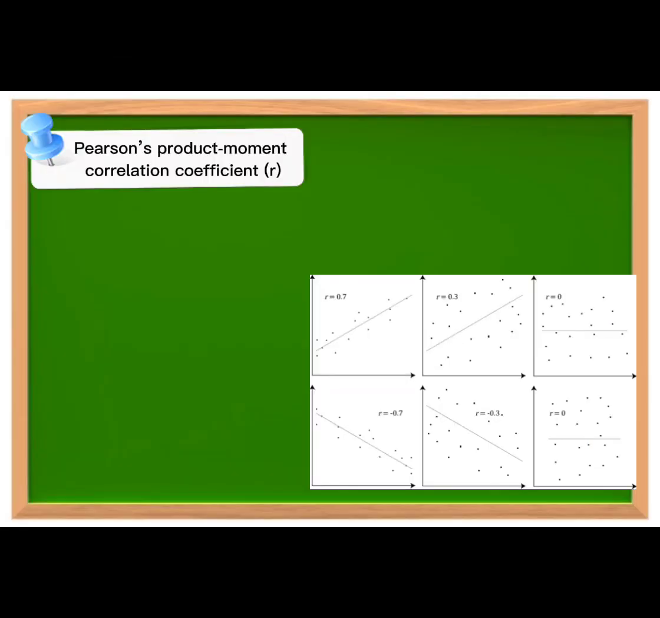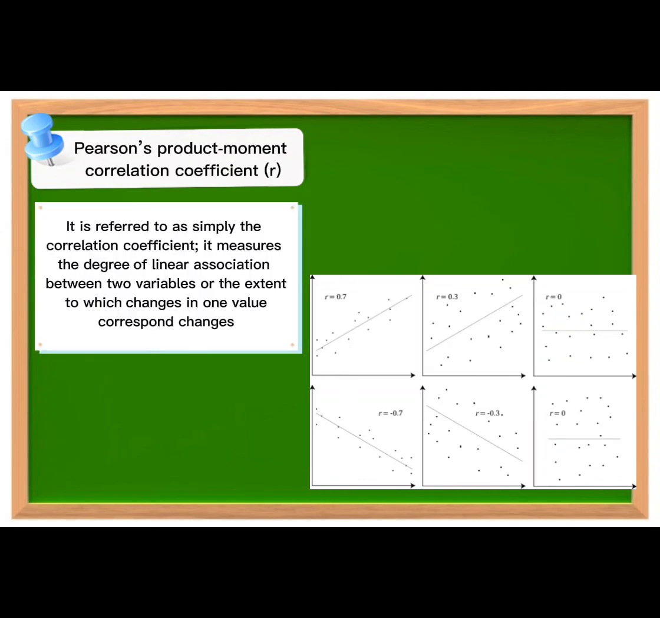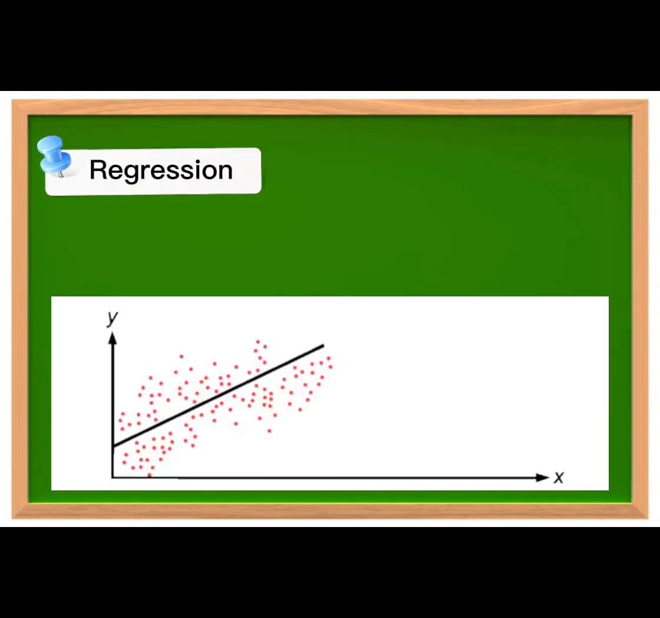Pearson's product moment correlation coefficient, R. It is referred to as simply the correlation coefficient. It measures the degree of linear association between two variables or the extent to which changes in one value correspond to changes in the other. Regression.